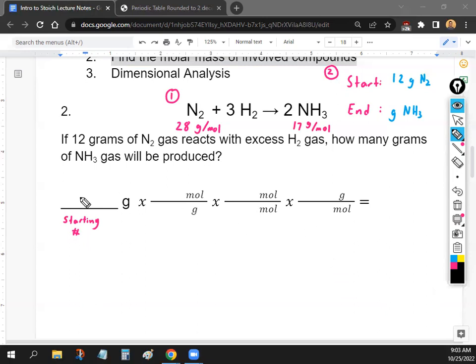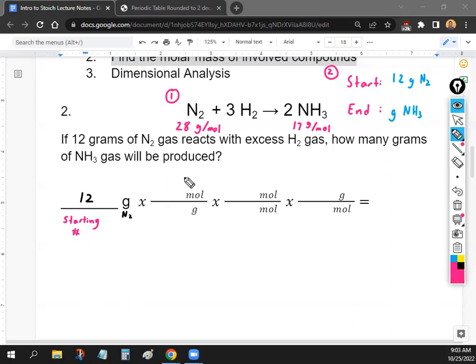Okay, which is gonna be 12 grams, and then it's gonna be about N2. Okay, so 12 grams of N2. Okay, so far so good?